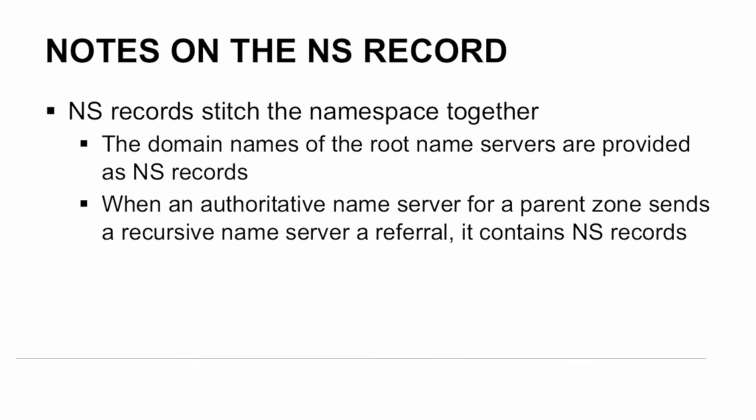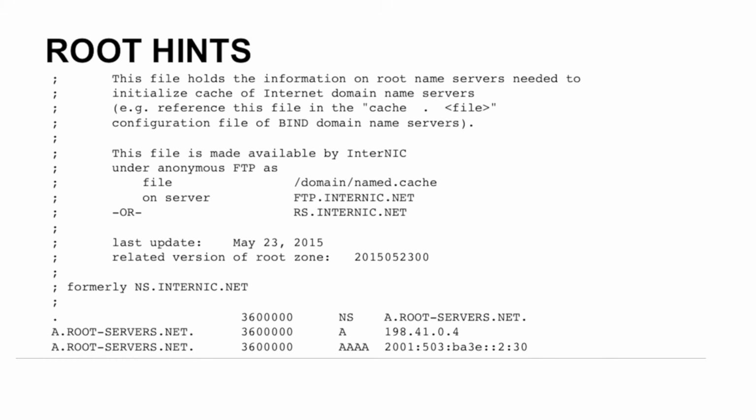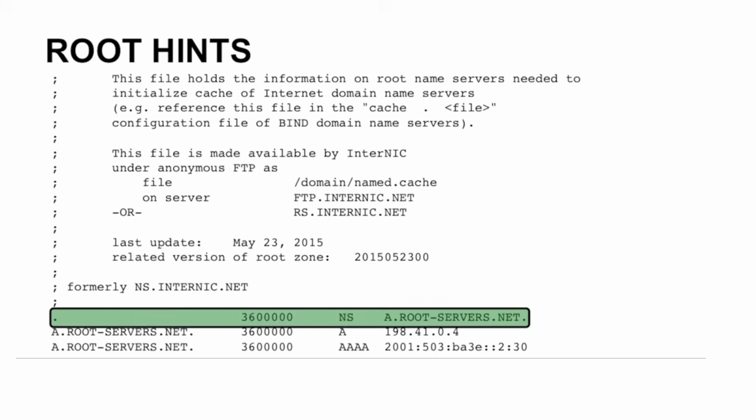NS records stitch the namespace together. Back when we showed the links between zones, those were really NS records. Whenever an authoritative name server refers a recursive name server to name servers authoritative for some subzone, it sends a list of NS records for that subzone. Even the root hints, the list of name servers authoritative for the root zone, are expressed as a set of NS records, along with their corresponding A and quad A records. Here's the top of the Internet's current root hints file. Note the NS record pointing to a.root-servers.net.